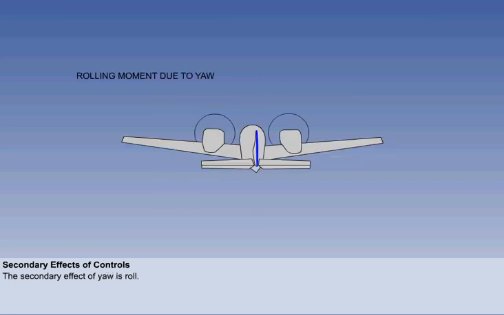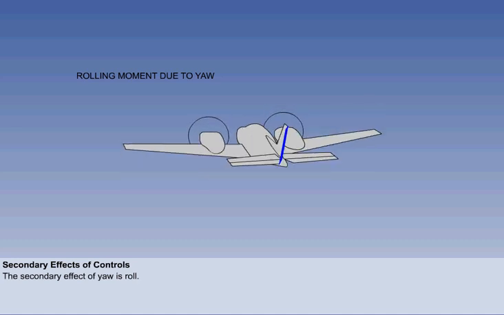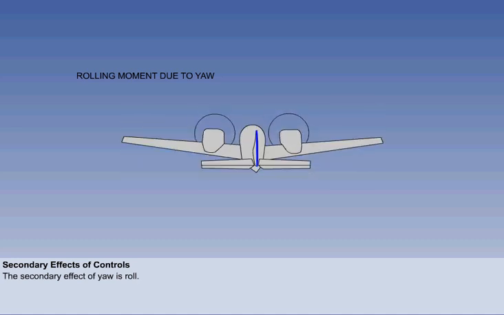The secondary effect of yaw is roll. In this example, the aircraft is yawed to the left. The right wing is accelerated and the left wing is decelerated. Therefore, the right wing will generate more lift and the left wing will generate less lift. A left yaw will give a roll to the left. A right yaw will give a roll to the right.